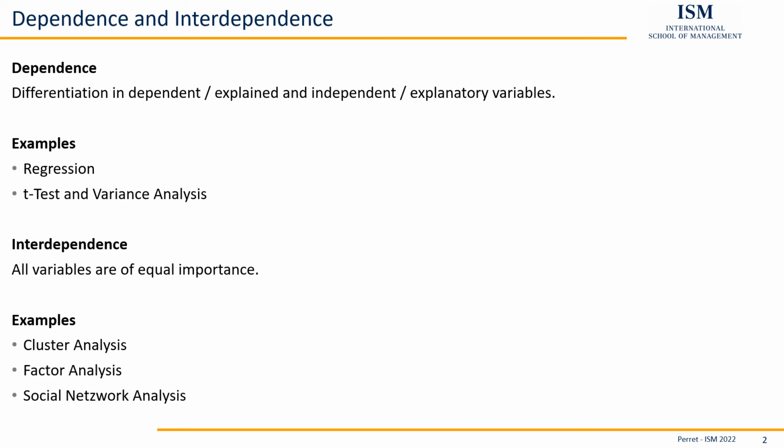So what we can also see here, dependence analysis usually requires an already existing structure. So more structured testing approaches, whereas the classical examples for interdependence analysis are more or less structure detecting. So they're more exploratory statistics. That's also a way to think about dependence or interdependence analysis.